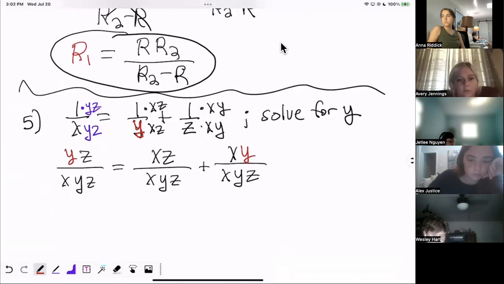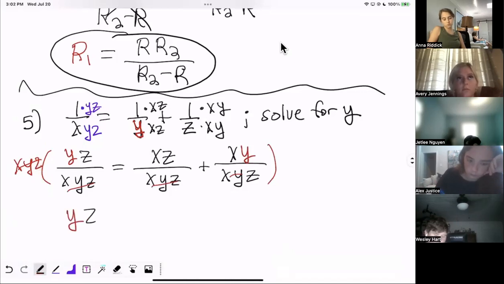Once I have the same denominator, technically I'm multiplying by the denominator, which means I don't need the denominator anymore. And I'm just left with the numerator. So I have YZ is equal to XZ plus XY.